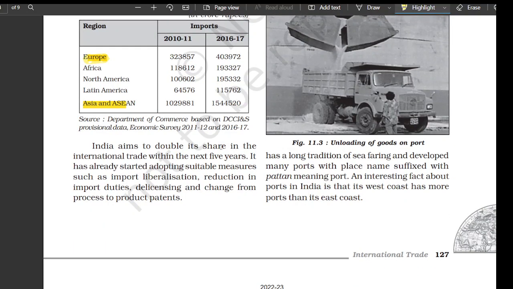India aims to double its share in the international trade within the next 5 years. It has already started adopting suitable measures such as import liberalization, reduction in import duties, de-licensing, and change from process to product patents.